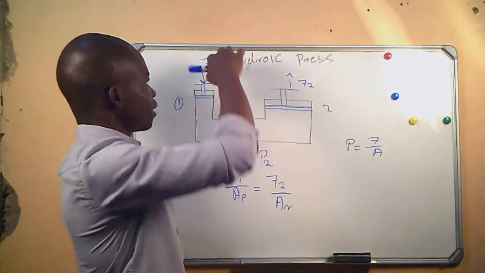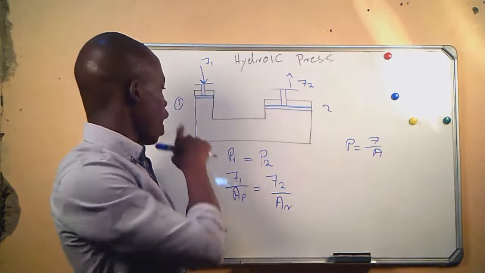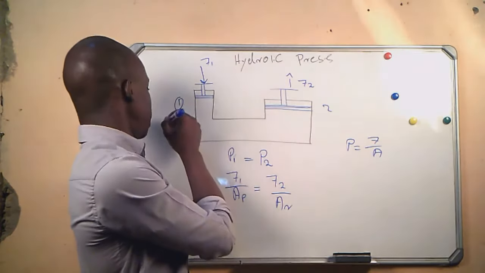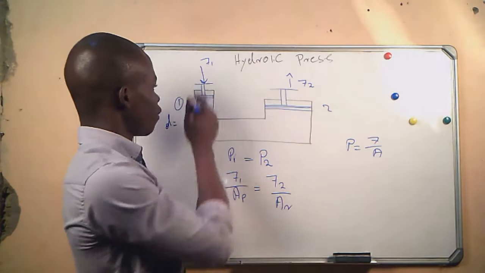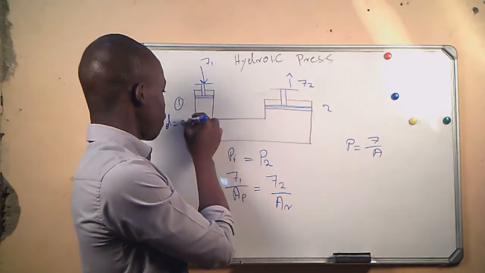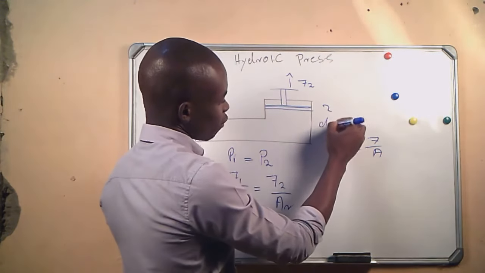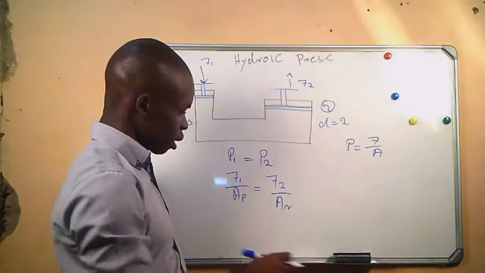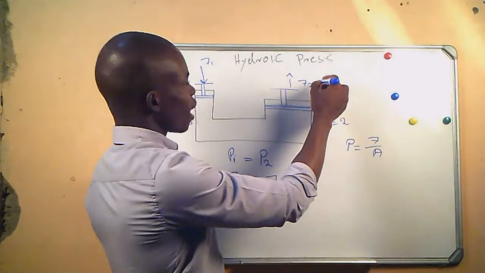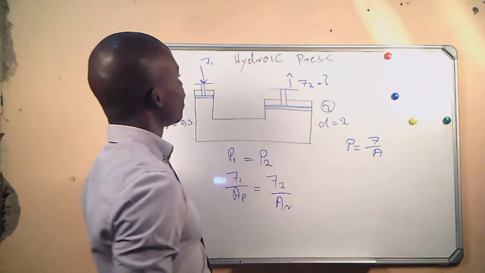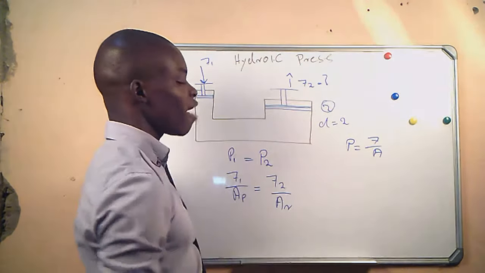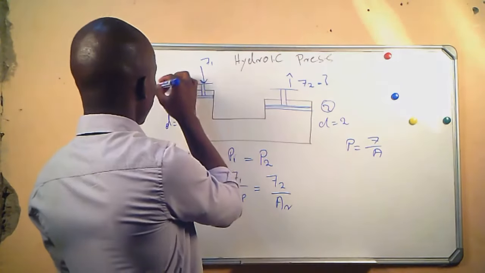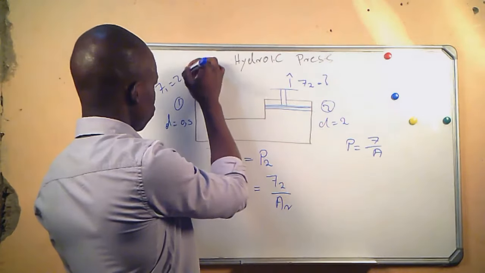Now, let's say we are given F1. We are given both the diameters of the ram and the plunger. Let's say the diameter of the plunger is 0.5 meters, and the diameter of the ram is 2 meters. Now we want to find out the magnitude of F2. Let's say our F1 is equal to 20 newtons.